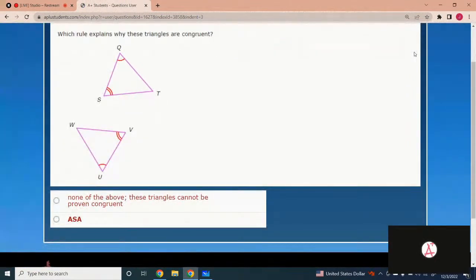Okay. Which rule explains why these triangles are congruent?